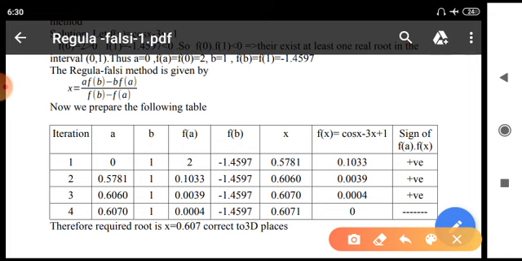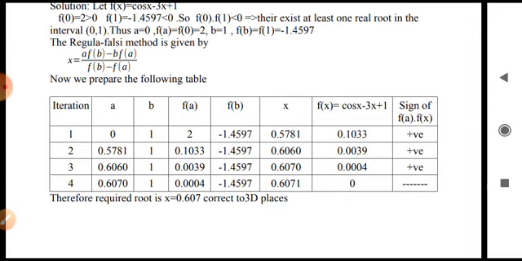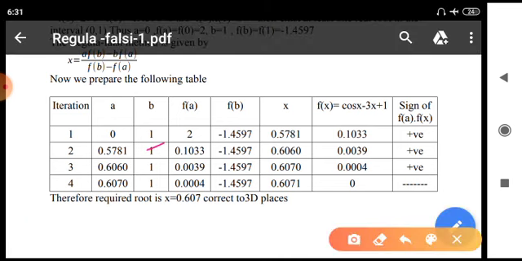F of x, that is f of 0.5781, comes out to be 0.1033. Now both f of a and f of x are positive, so the product is also positive, and we know that if the product is positive, we have to write the x value under the column a. Again we continue with this one. B is 1. F of a we have already calculated here. F of b is the same. Again, if you calculate x, we will get x as 0.6060, and f of x is 0.0039. Again, the product is positive. If it is positive, we will write x under the column a.